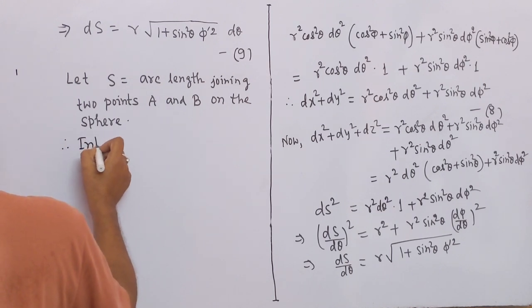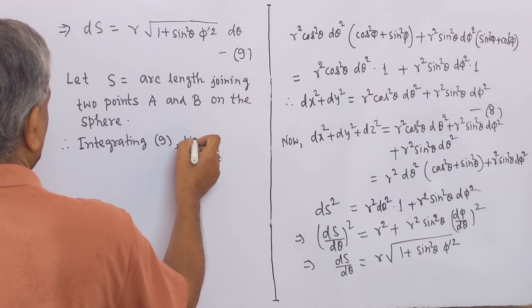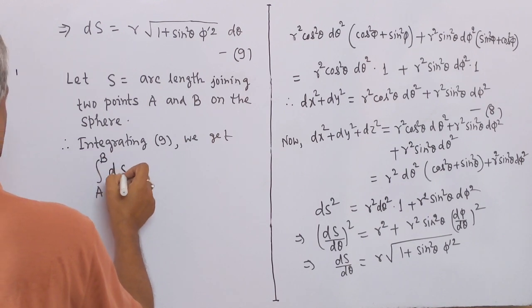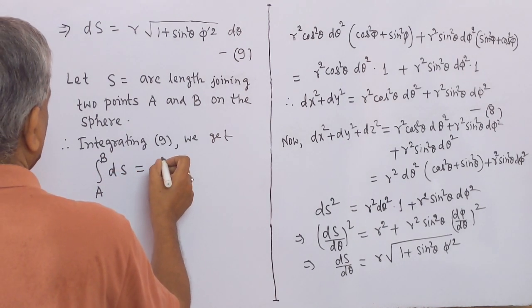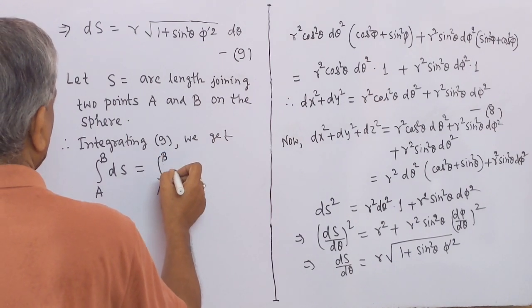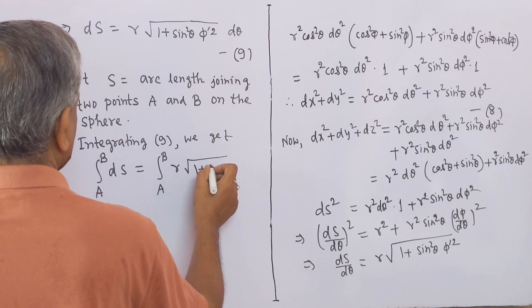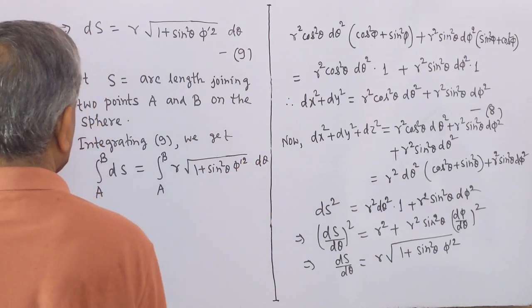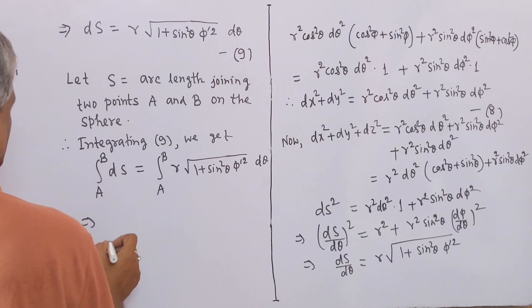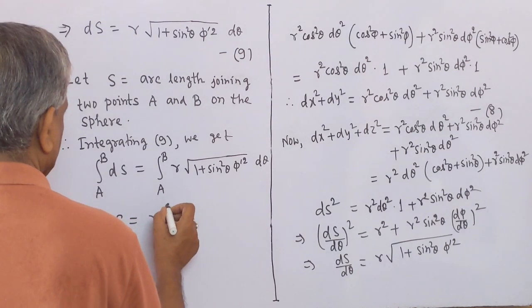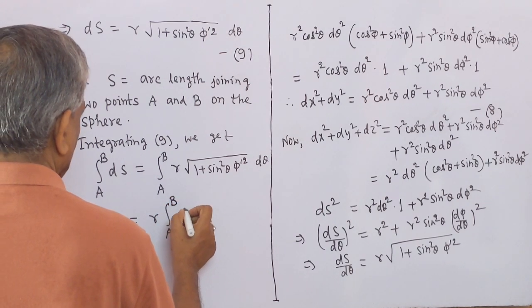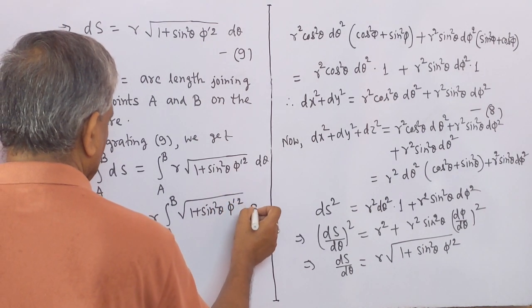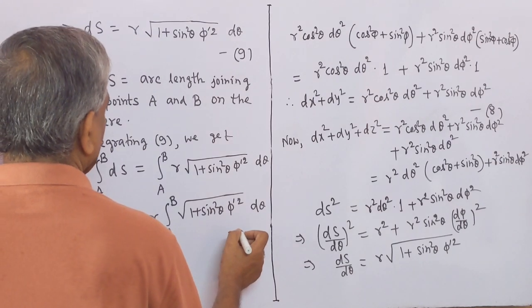Therefore, integrating 9, we get integration A to B ds equal to integration A to B r square root of 1 plus sin square theta phi prime square d theta, implies that S equal to r outside integration A to B square root of 1 plus sin square theta phi prime square d theta. Let this be number 10.